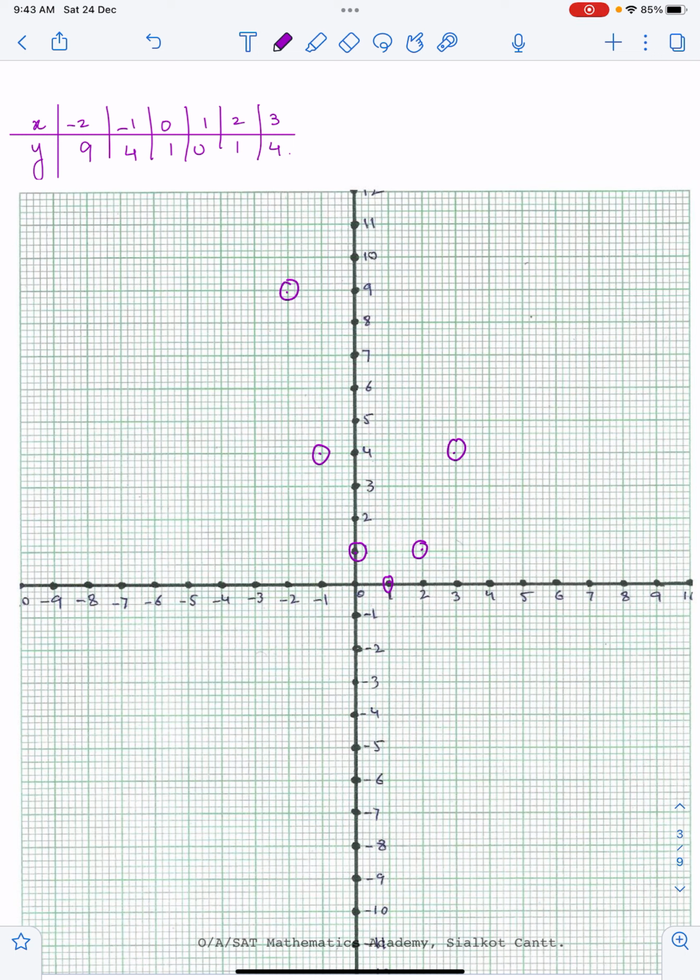So I'm just going to draw this curve. Join the points with a smooth curve. Likewise, it's going to go up. This is the graph. With 4, it should be 9 then.